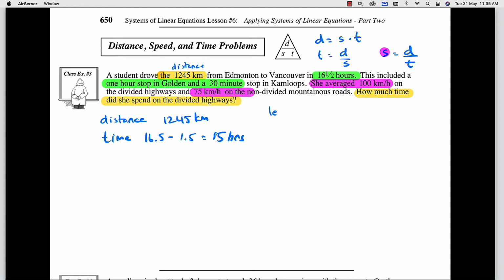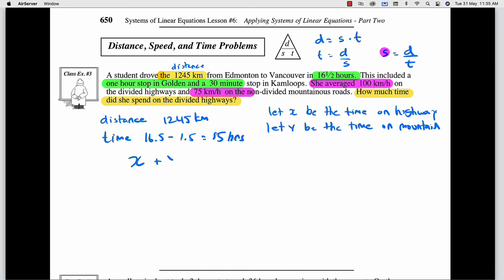So let x be the time on highway, and let y be the time on mountain roads. Okay, and we need to now derive our formulas. So if X and Y are the time on the road and the total time driving was 15 hours, it makes sense that X plus Y, which are just time, is going to equal 15 hours, which is just the time.